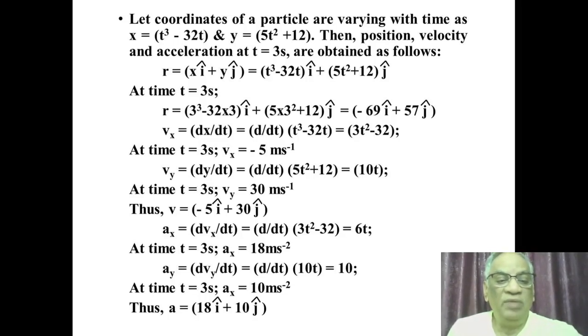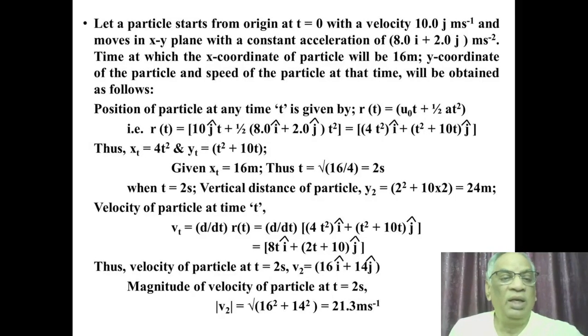Then Ax is equal to dvx by dt, that is d by dt of 3t square minus 32, that is 6t. At time 3 seconds, Ax is equal to 18 meters per second square. Ay is equal to dvy by dt, d by dt of 10t, that is 10. At time 3 seconds, Ay is equal to 10 meters per second square. That is, a is equal to 18i plus 10j.